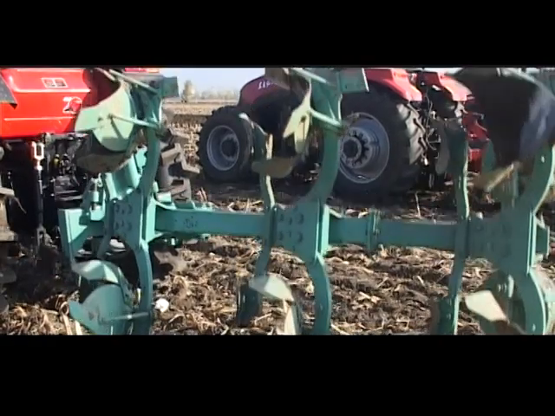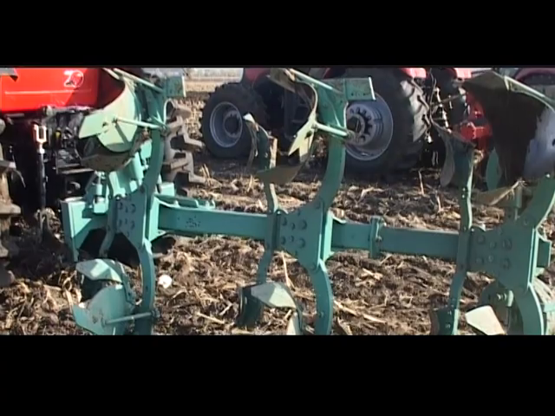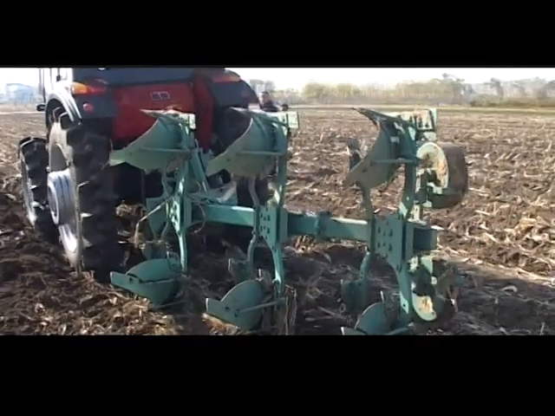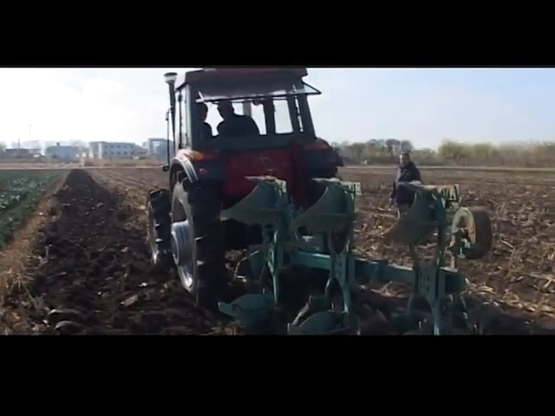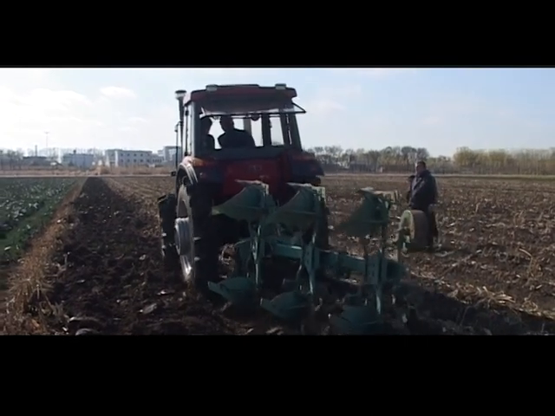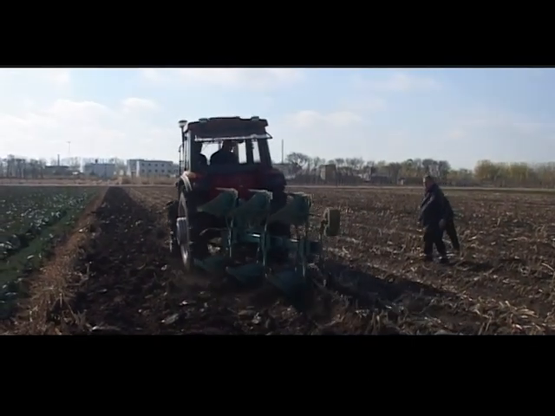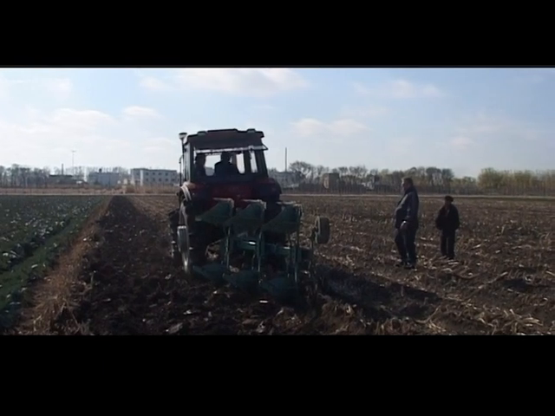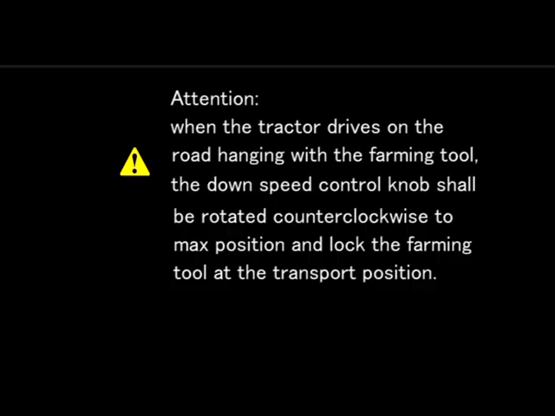During operation, choose the appropriate farming tool coming down speed based on the farming tool mass and ground hardness, so as to avoid damaging the farming tool due to overfast speed. Attention! When the tractor drives on the road hanging with the farming tool, the down speed control knob shall be rotated counterclockwise to the max position and lock the farming tool at the transport position.